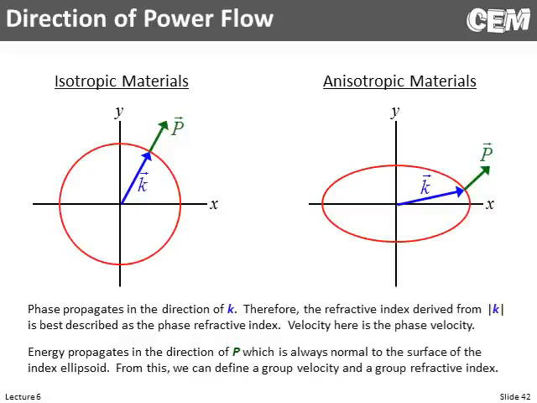We talked about the line connecting the origin to that point on the surface being the K vector, describing how phase propagates, but power propagates in a direction normal to the tangent of the surface. So when your index ellipsoids are circles or spheres, K and P are in the same direction, and in fact this is how we're programmed to think. But as soon as it's not circular or spherical anymore, the direction of phase and power can be very different.